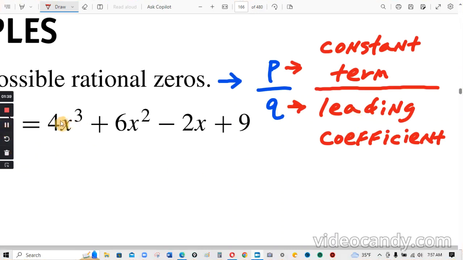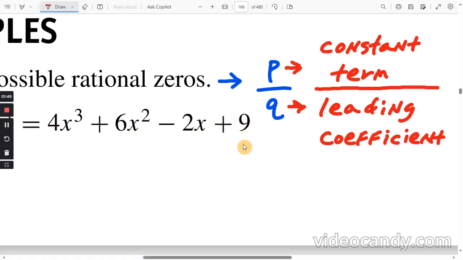So if we were to label this polynomial here, which one is the constant term? Well, the constant term is the one with no x, with no variables. So that's just 9. Okay, 9 is going to be the constant term. I'll just abbreviate CT. And which one is the leading coefficient? Well, you look for the largest or greatest exponent. That's x to the third. The coefficient on that is 4. Okay, so 4 is going to be the leading coefficient.